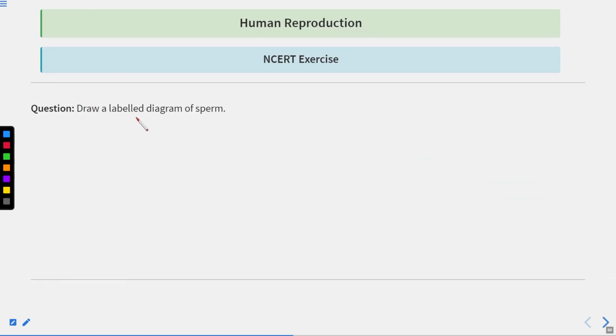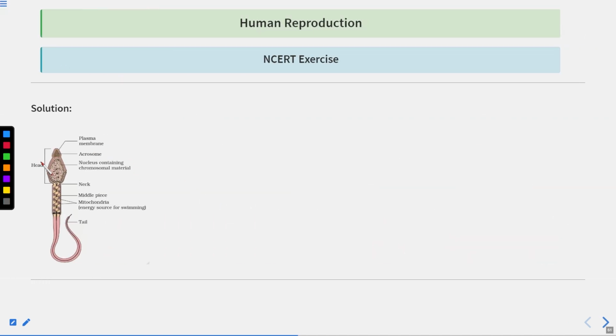Clear? Now we move on to the next question. Draw a labeled diagram of the sperm. Clear? So this is the labeled diagram of the sperm. So the sperm consists of the head region, then the neck region, then the middle piece, and then the tail. So these are the 4 regions of the sperm. Head, then the neck, then the middle piece, and the tail, which helps in swimming.